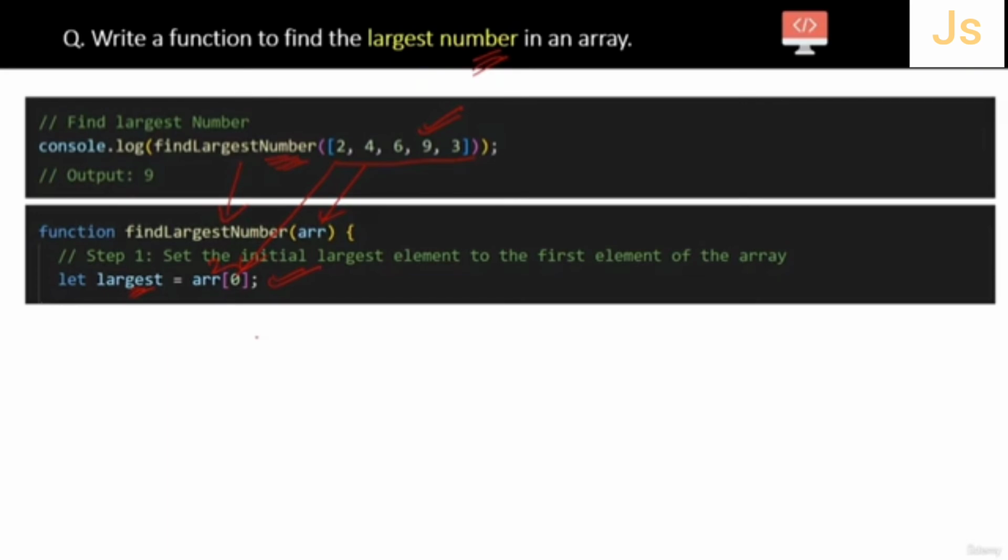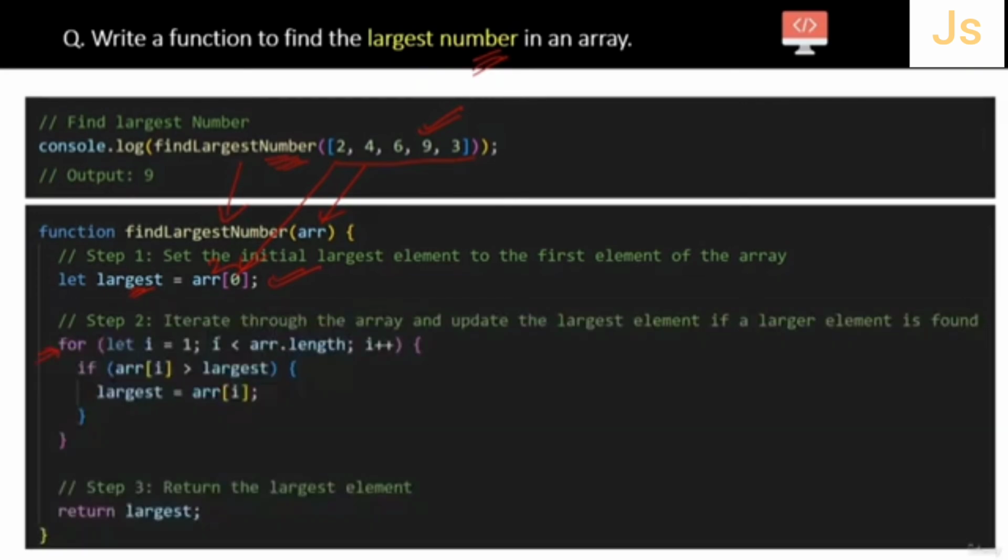Now inside the for loop, we will start from the index i equal to 1. Why not start from 0? Because the element at index 0 is already the largest. We assumed it, right? Now we will start iterating over all the elements of the array. Inside, we keep comparing those elements with the current largest element. For example, first we will compare the current element at index 1, which is 4, with the largest, 2.